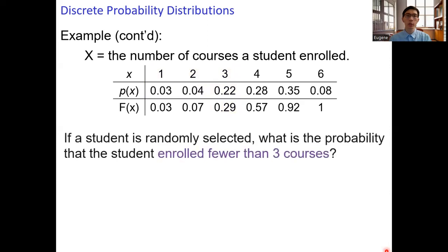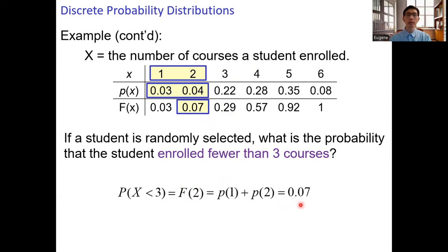Let's take a look at the next question. What is the probability that the student enrolled in fewer than 3 courses? The corresponding probability statement is P of X less than 3. This corresponds to the values X equals 1 and 2 only. By definition, this is equal to the CDF evaluated at X equals 2, which is 0.07. Or we can sum up the values P of 1 and P of 2. We also get 0.07.